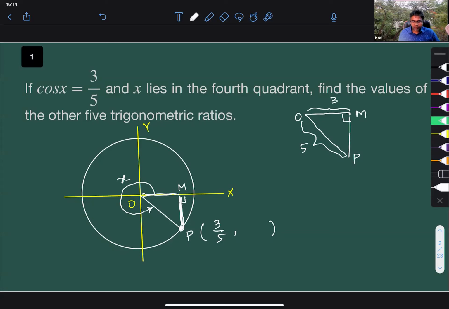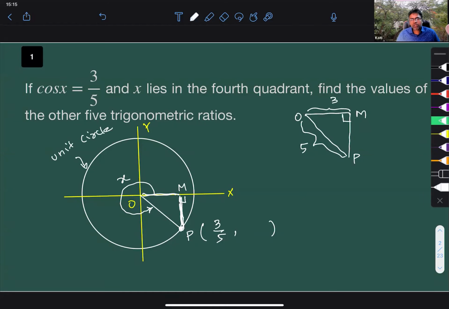Sir, how is it 3 and 5 then? I didn't get that. Okay, see. When you take 3/5, I'm not saying OM and OP are 3 and 5. I'm saying they're proportional to. Now why am I saying proportional to? Suppose this is a unit circle. Let's imagine this is a unit circle.